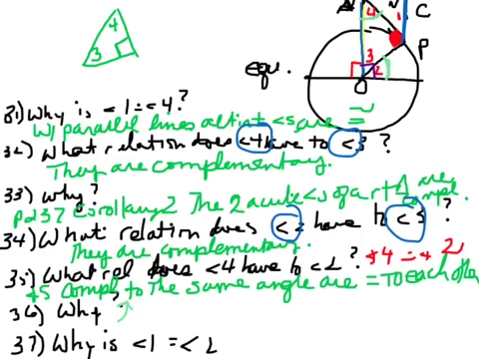37, why is angle 1 equal to angle 2? Backtrack a little bit. Look up here. Angle 1 was equal to angle 4. Angle 4 is equal to angle 2. So angle 1 is equal to angle 2. There's a lot of different things you could say there. You could say substitution. You could say the transitive property. All of that would be okay. I'm just going to put substitution.